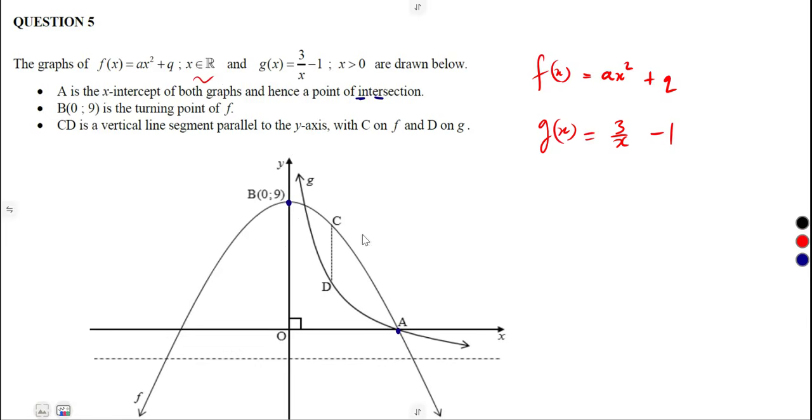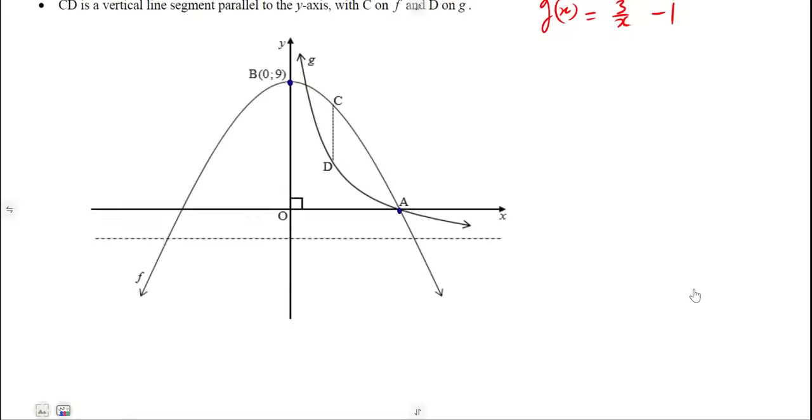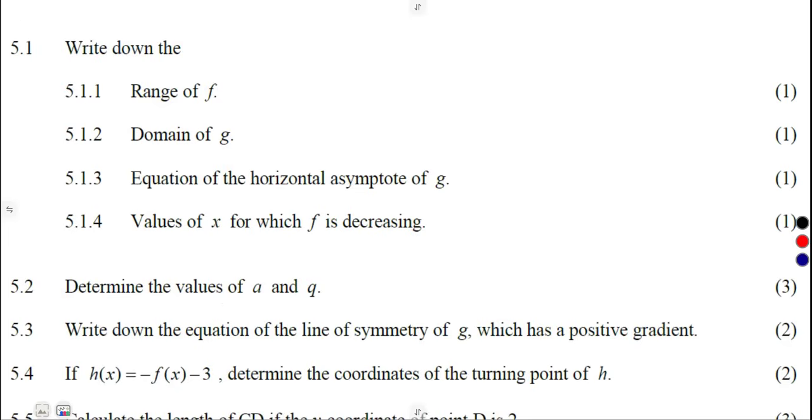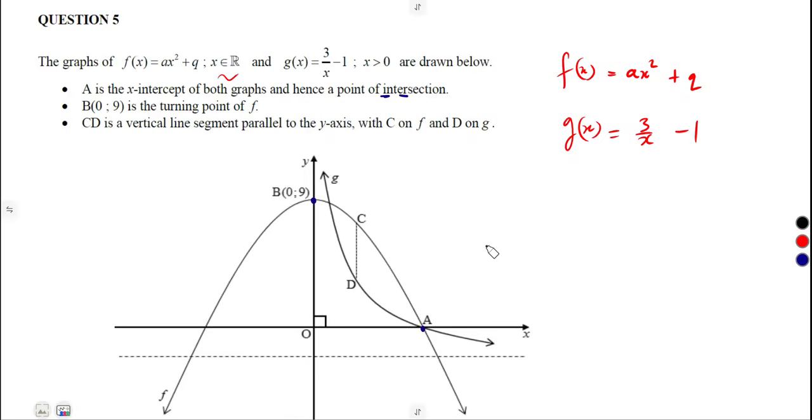Then CD is a vertical line segment on the y-axis, with C on f and D on g. So that is what we are given. And from this information and the diagram, we were asked on 5.1.1 to determine the range of f. So the range of f, we are determining what? The y values which we are limited to. All right, so we are limited to the turning point. As we can see, our values will be from negative up to what? Up to 9. The turning point, remember, is 0, 9.